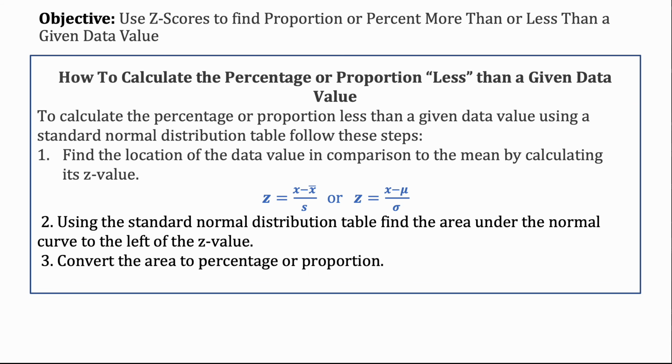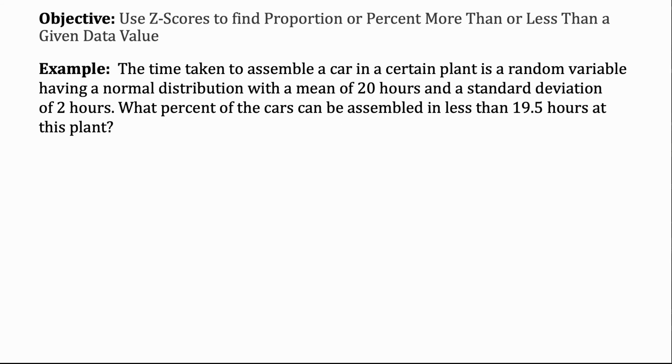So three things we're going to do. If we want to calculate the percentage or proportion less than a given data value, we are going to find the location of the data in comparison to the mean by calculating its z-value, sometimes called z-score. So that's the formula we see here. Using the standard normal distribution table, we're going to find the area under the normal curve to the left of the z-value, and then we can convert that area to a percentage or a proportion. Let's look at an example.